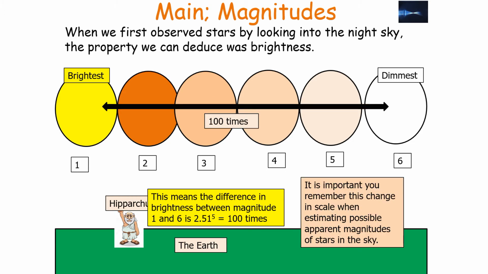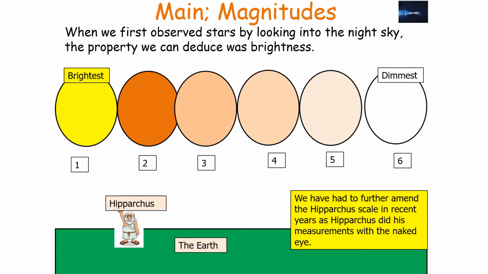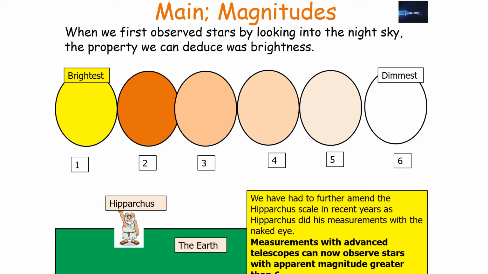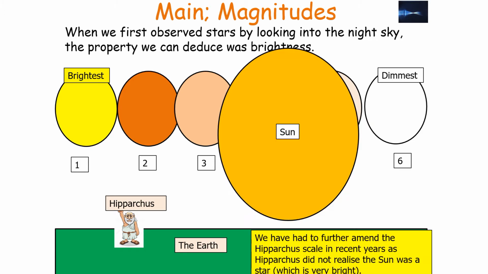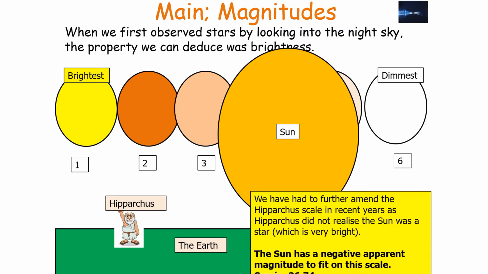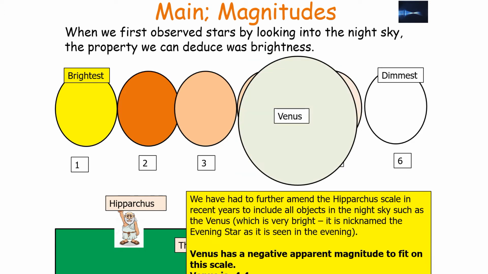Now it's important to remember this change in scale when estimating possible apparent magnitudes of stars in the night sky, yet we've had to further amend the Hipparchus scale in recent years as Hipparchus did his measurements with the naked eye. Now measurements with advanced telescopes can observe stars with an apparent magnitude greater than 6, and in addition to that we had to further amend this because Hipparchus did not realise that the Sun was a star. So the Sun has a negative apparent magnitude to fit on the scale, as does the Moon, as does Venus.